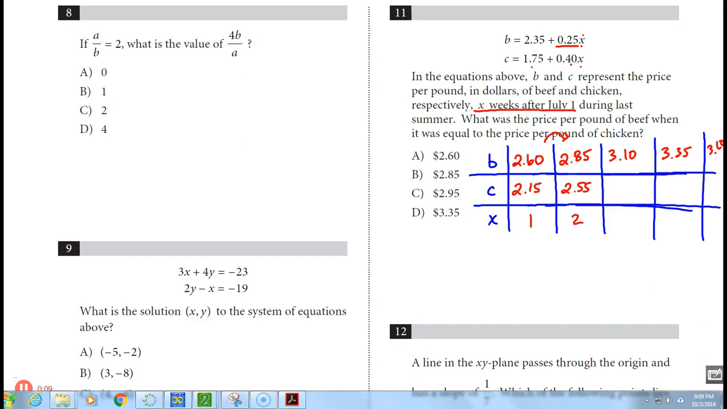I'm about out of room. Checking chicken, it looks like it's going up by 40 cents each time. So that'd be $2.95, $3.35, $3.75. So this is another way to see that when beef and chicken were equal is right here. That's when they're equal. And it happened at 4 weeks after July 1st, but the price was $3.35. So if you don't like solving algebra equations, you probably could have sidestepped that and used the table.